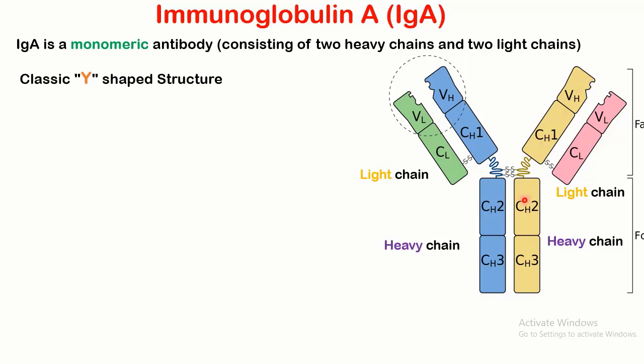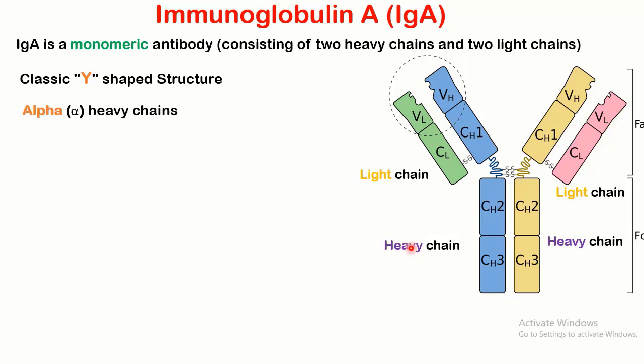Starting from here, moving down here, this is another heavy chain. So the immunoglobulin A has these two heavy chains. We are talking about the monomeric form. In the monomeric immunoglobulin A, you are going to see two light chains and two heavy chains.